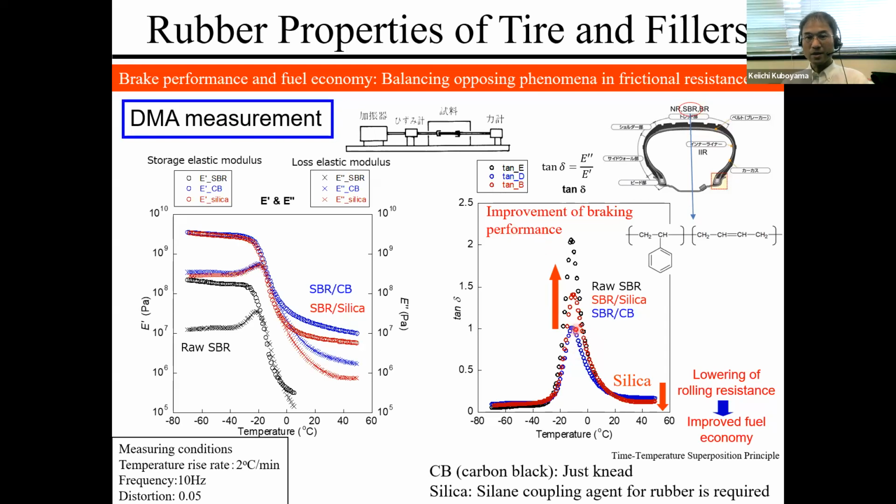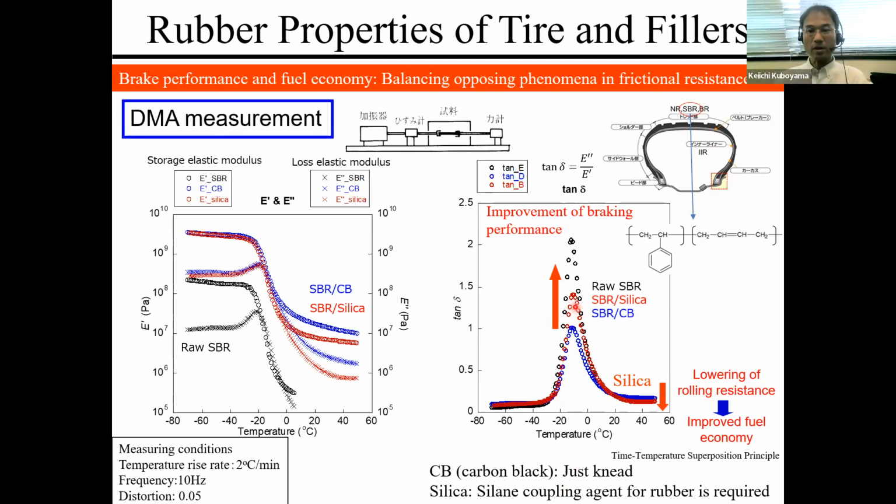In this case, tan delta becomes higher around this temperature. This means energy loss becomes higher, so this is good for the braking performance. When you stop the tire, energy loss should occur. But when you drive the car, the rolling resistance should be lower. So in this temperature region, the energy loss should be lower.